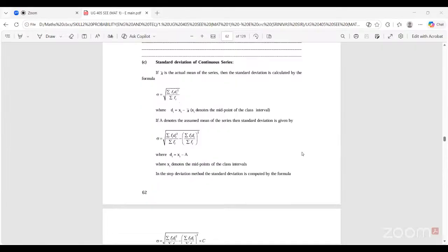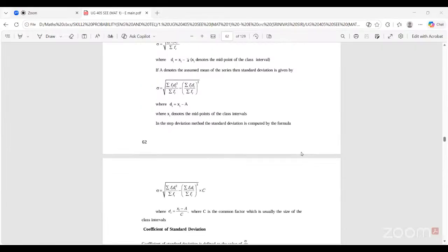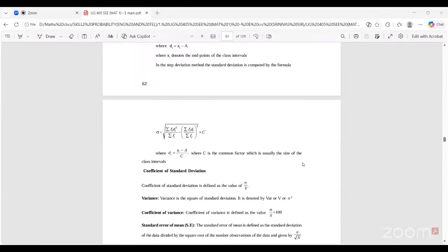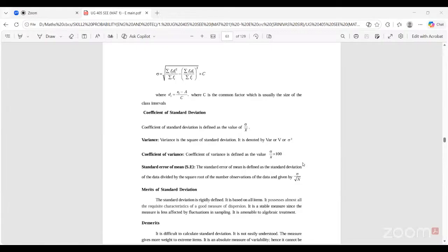In the step deviation method, the standard deviation is computed by the formula sigma is equal to the square root of summation of fi di square by summation of fi minus (summation of fi di by summation of fi) whole square, into c, where di is equal to (xi minus A) by c, and c is the common factor, usually the size of the class intervals. Then the coefficient of the standard deviation: it is the value of sigma by x bar.